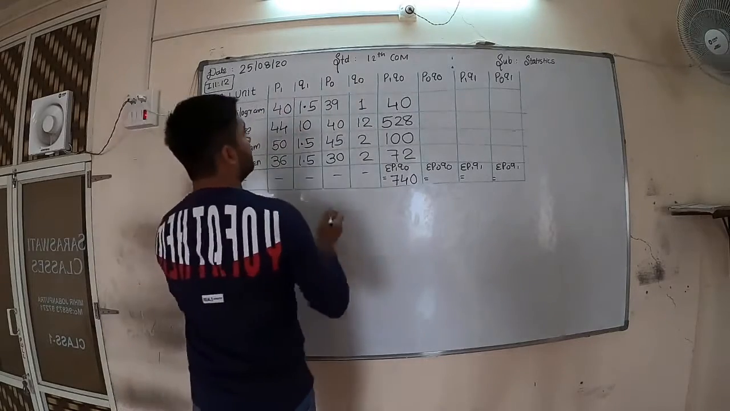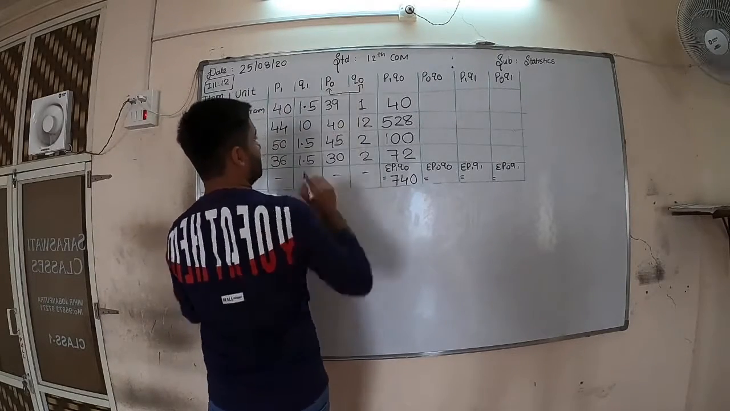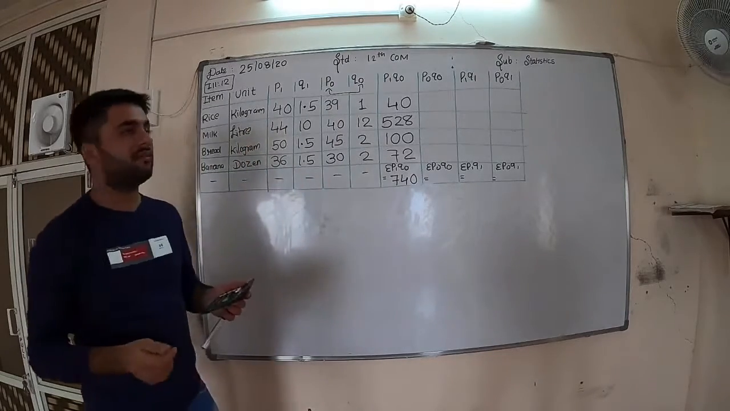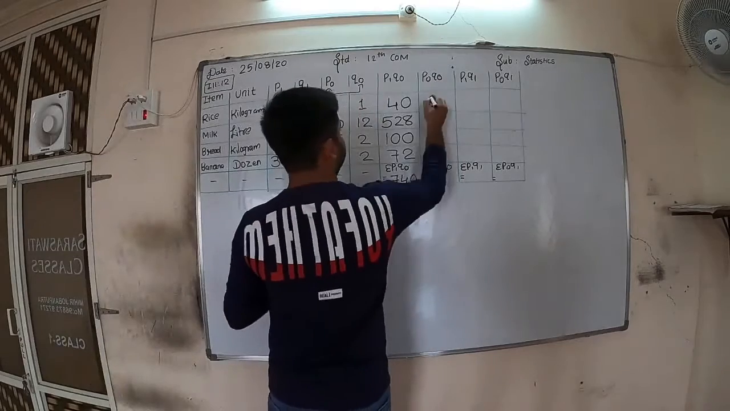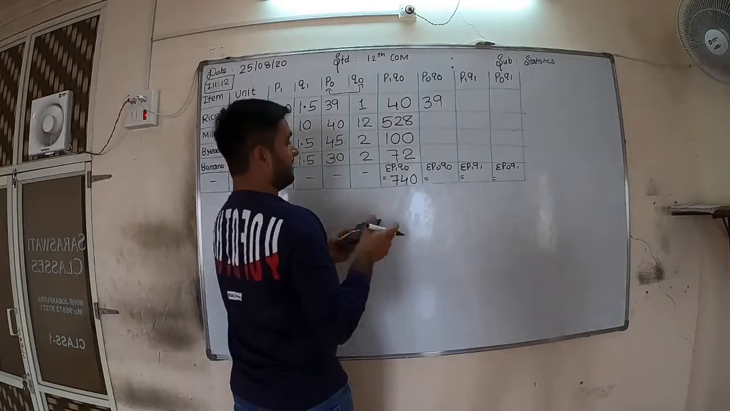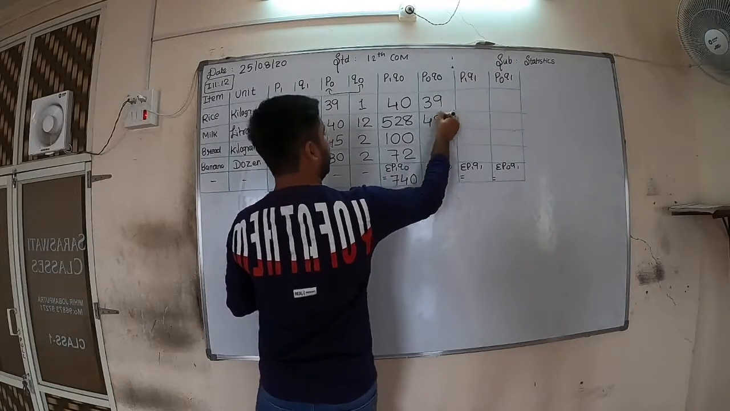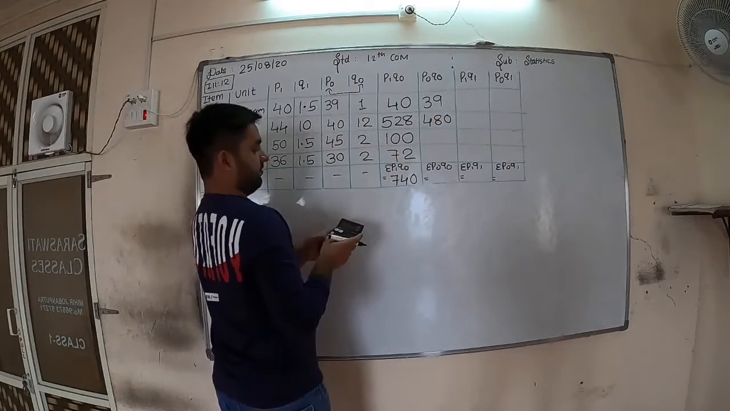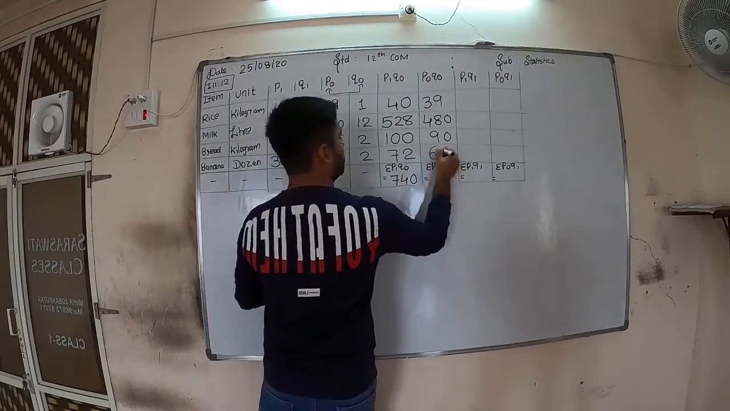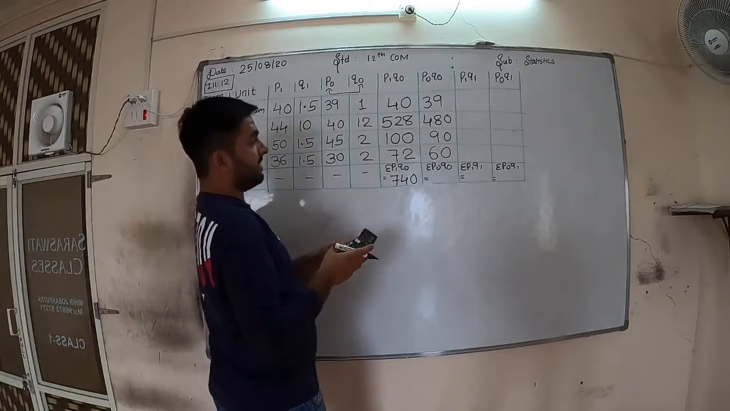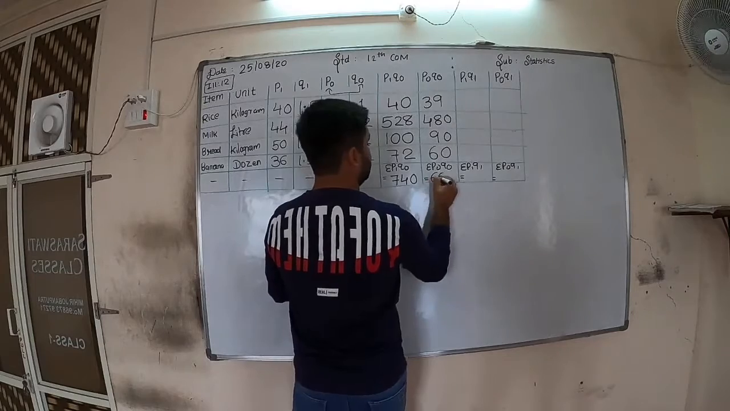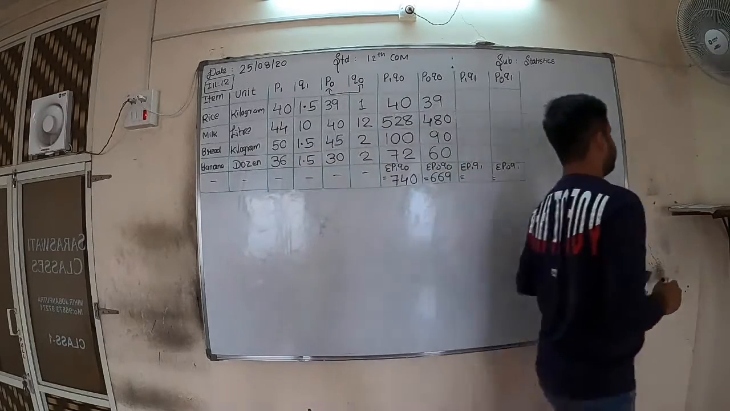What's next? P0 Q0. So which one? Both this. If you don't require, then don't do with pencil. I am just explaining you. Okay. 39 into 1, 39. Now 40 into 12, 480. Now 45 into 2, 90. 30 into 2, 60. 39, 480, 90, 60. 669. Okay.